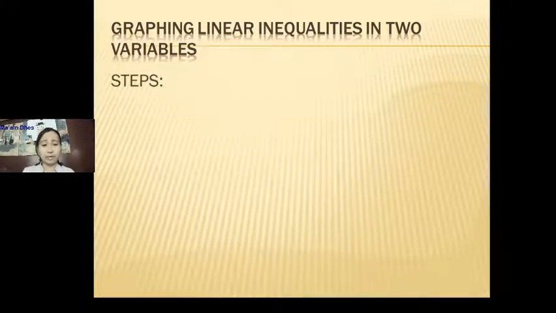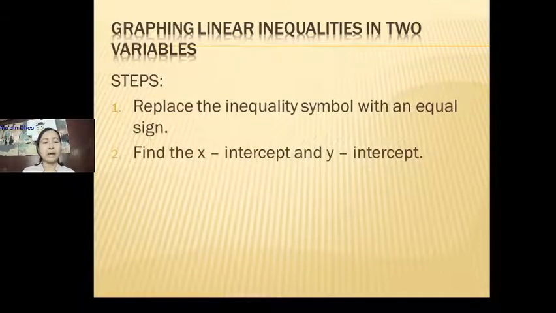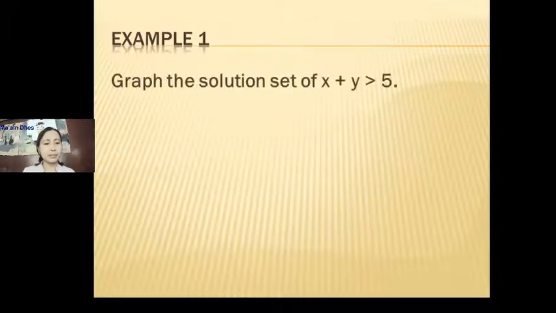So now let's graph the linear inequalities in two variables. In graphing, we have 4 steps to follow. The first one, we have to replace the inequality symbol with an equal sign. The second one, find the x and y intercept, and then graph it, and then lastly, use the origin as a testing point. So let's have example number 1. Graph the solution set of x plus y is greater than 5.